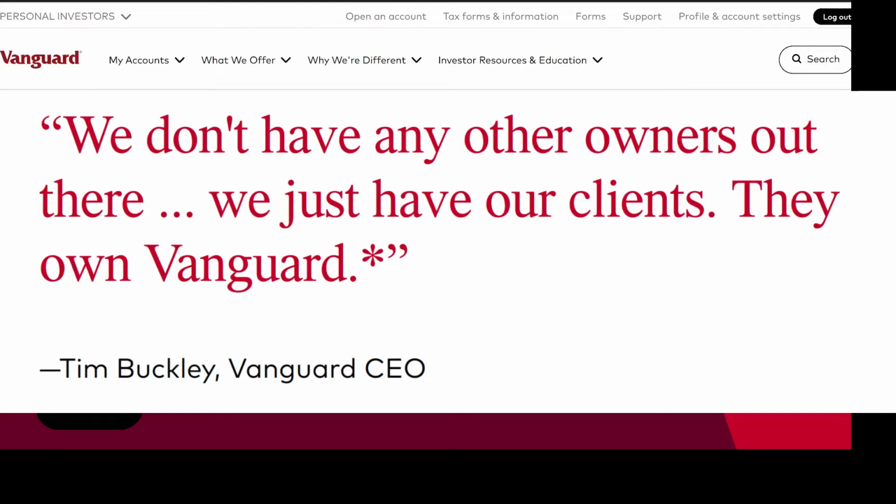Vanguard is owned by the investors, and they've always had low rates, and so that's why so many people stick with Vanguard. It's not because they have a nice interface or lots of features. It's because you know the costs are going to be low. It's like putting money under a rock, investing it, and you know it's going to be there. You don't have to look at it every day. And so that's why I think Vanguard makes for a good retirement account.